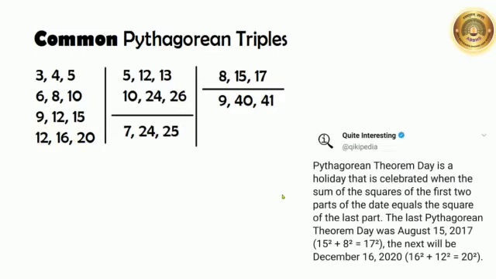Now here is an interesting fact. December 16, 2020 is a special day. On this day, the sum of the squares of the first two parts of the date equals the square of the last part. That is, on December 16, 2020, 16 square plus 12 square is equal to 20 square. So this day is called the Pythagorean Theorem Day. The last Pythagorean Theorem Day was on August 15th, 2017.